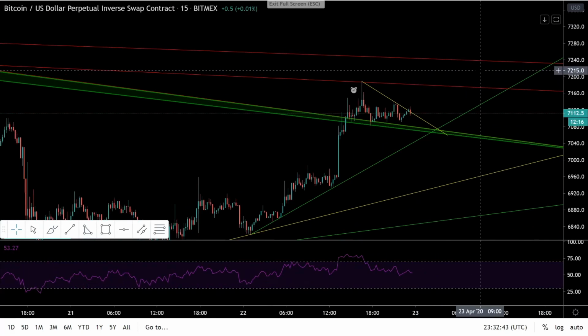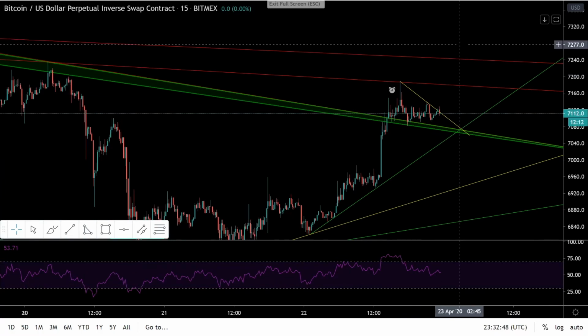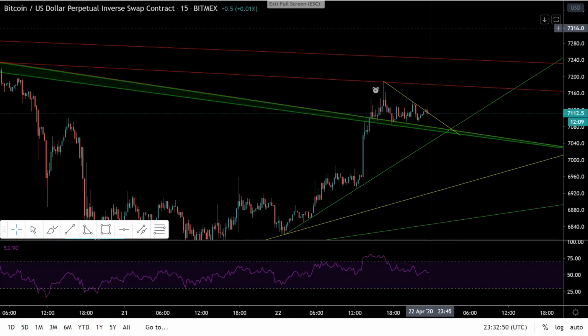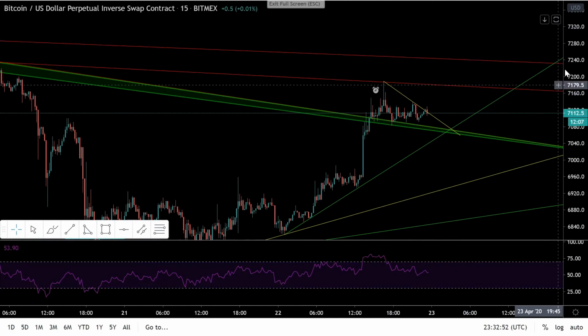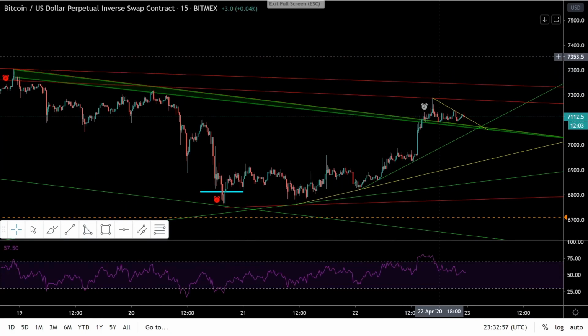If you don't know what that is, you can look it up on your own time, do your own research. Speaking of that, none of this is financial advice. Obviously, do your own research. These are only my own speculative theories on what could be happening with the market.